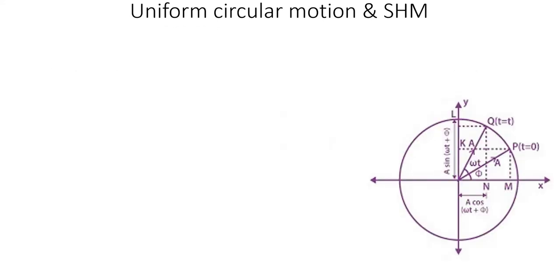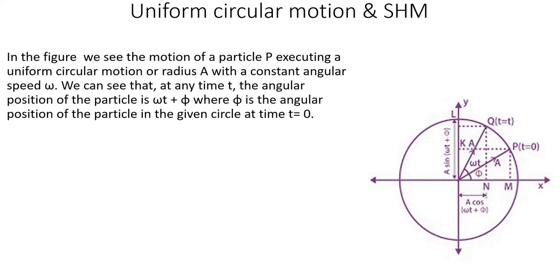So here we are considering an object moving in a circular path. Capital A stands for the radius, and at t equal to 0, the object is at the position P. At that time the initial phase angle is phi, and after some time it reached a position Q. At that time the angle is given by omega t. That is the diagram. In the figure we can see the motion of a particle P executing a uniform circular motion of radius A with a constant angular speed omega. So at any instant the angular position of the particle is given by omega t plus phi, because phi is the initial angle.